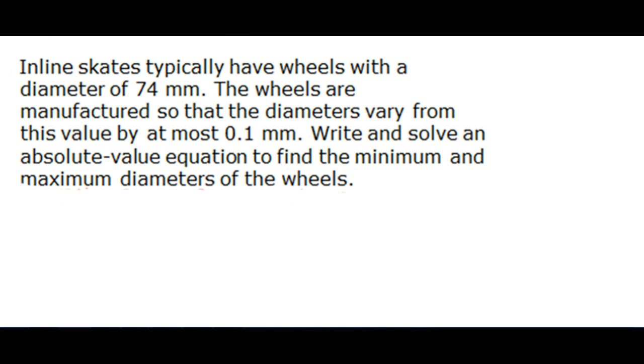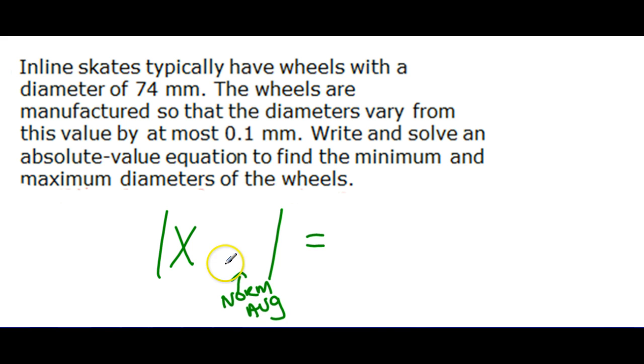Here is a word problem. Now, these are a little bit harder to do. So basically, we're going to have the absolute value of something is equal to. Now, what we need to do is we need to have our variable here. So we're just going to put an x here. We need to put what the norm or the average or what it is they're looking for needs to go right here. And you want to find the difference between these two. And then this will be the acceptable difference. And that difference can either be above or below.